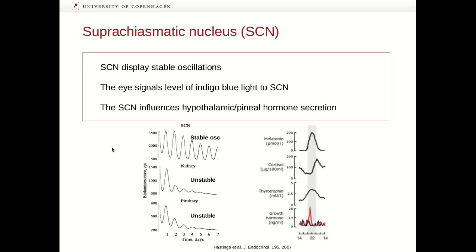The suprachiasmatic nucleus is crucial in synchronizing all the peripheral clocks in our body, because the suprachiasmatic nucleus, when taken out from our body, is the only organ that is able to show stable oscillations in a petri dish. Cells from other organs, say the kidney or pituitary gland, are only able to show transient oscillations that eventually die out.